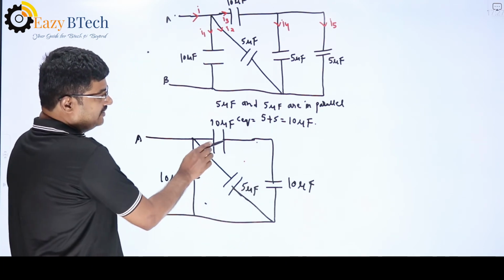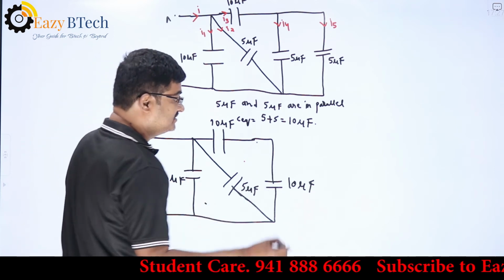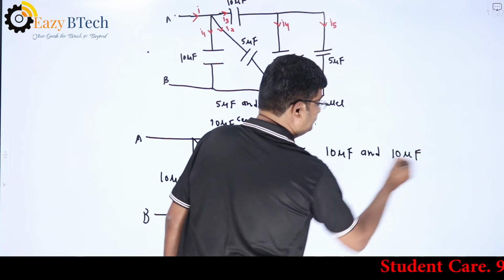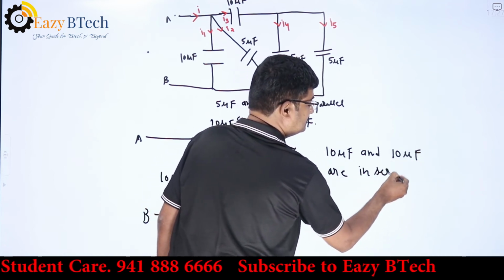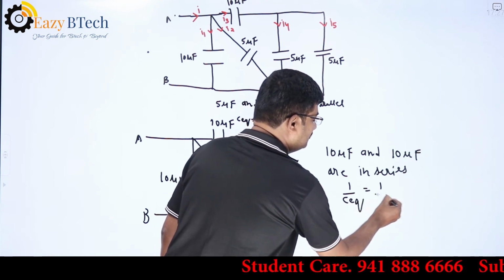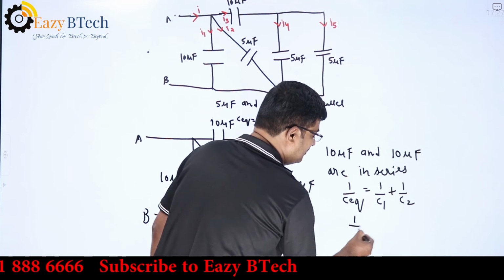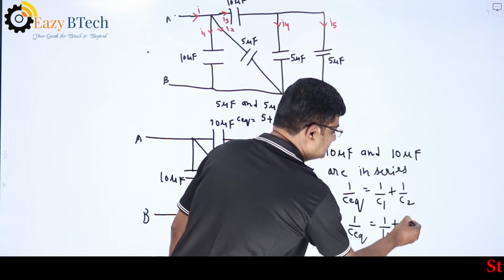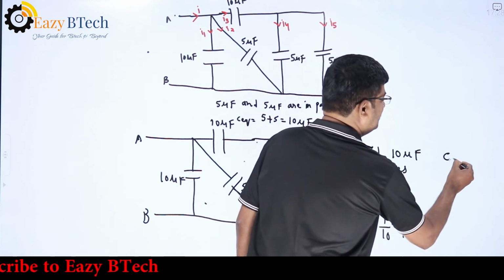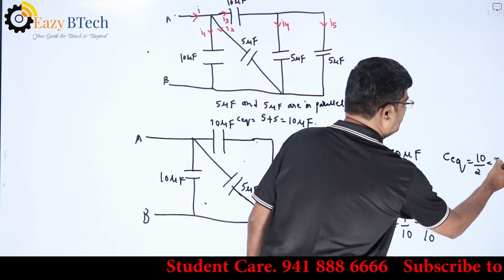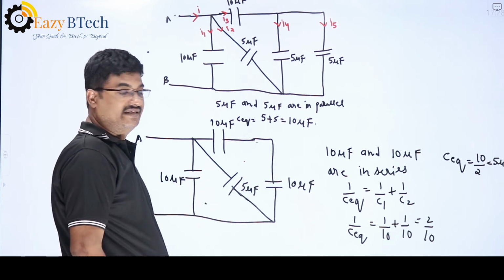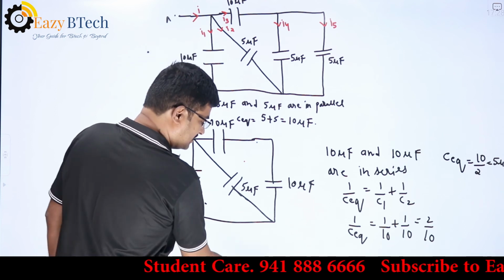Now what is happening? This 10 microfarad and this 10 microfarad are in series. Whenever the capacitors are connected in series, 1 by C equivalent is equal to 1 by C1 plus 1 by C2. So 1 by C equivalent is equal to 1 by 10 plus 1 by 10, which is equal to 2 by 10. But I want the value of C equivalent. So simply C equivalent is equal to 10 by 2, which is equal to 5 microfarad. So this 10 microfarad and this 10 microfarad, as they are connected in series, give an equivalent of 5 microfarad.